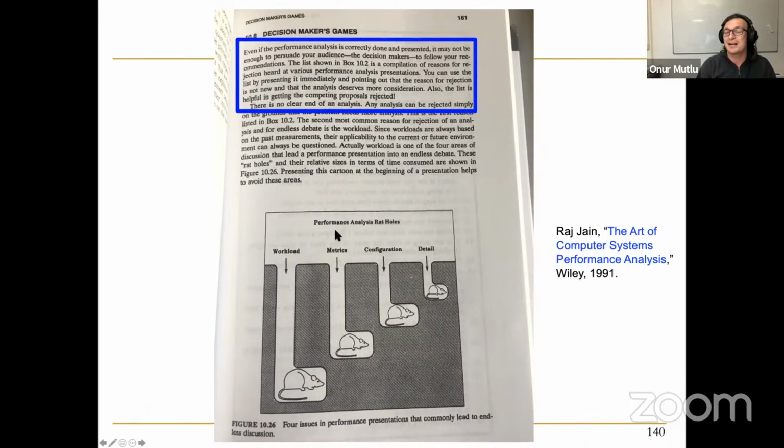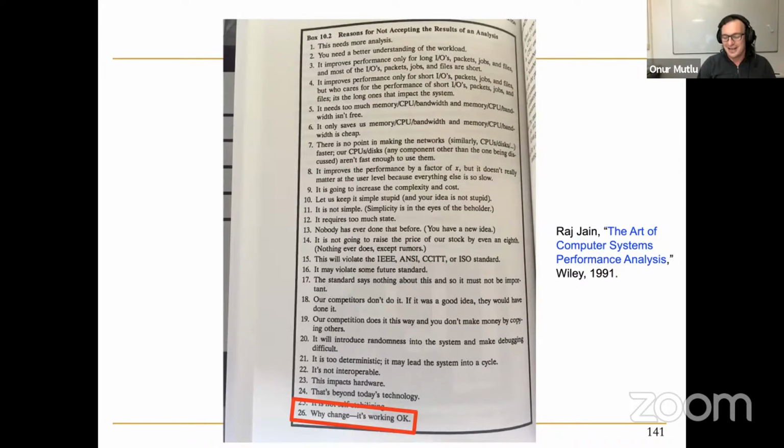These rat holes and their relative size in terms of time consumed are shown in this figure. And presenting this cartoon at the beginning of a presentation helps to avoid these areas. So maybe we should present this cartoon in all of the papers that are written. But that's not an efficient way of using the paper space, clearly. So workload, metrics, configuration, experiments, detail, as you can see. Okay, so I like these pages a lot, and I would recommend you to read them also.